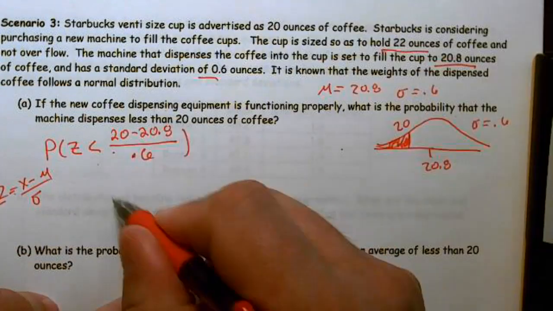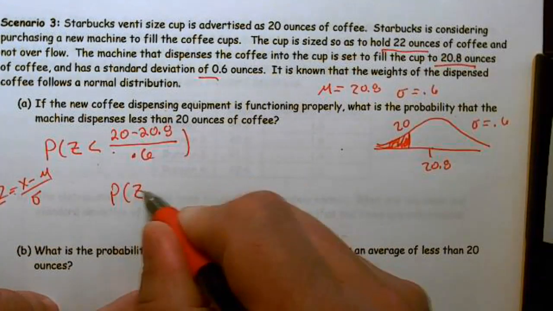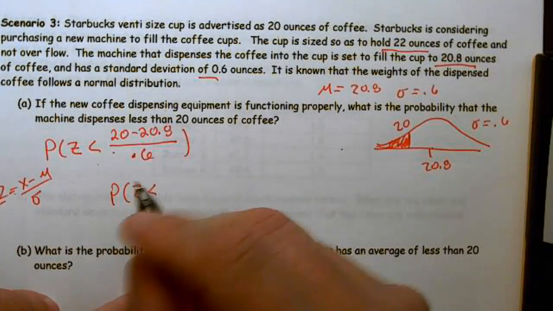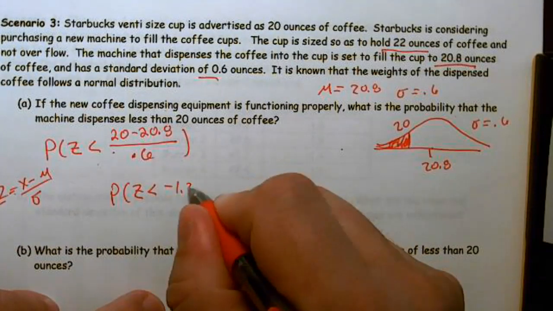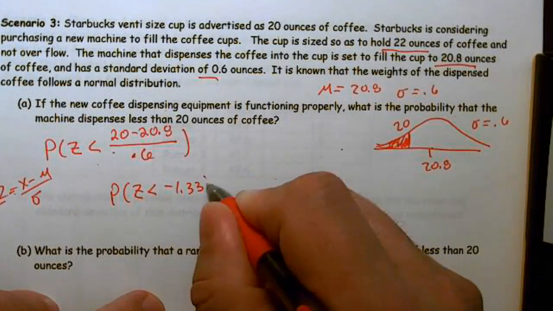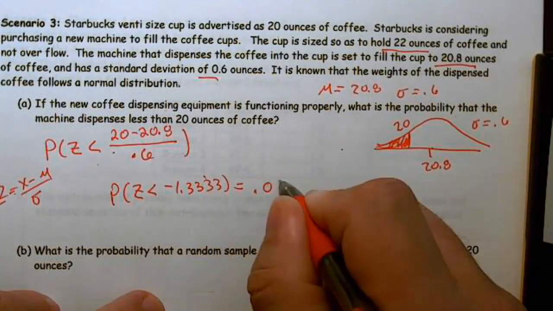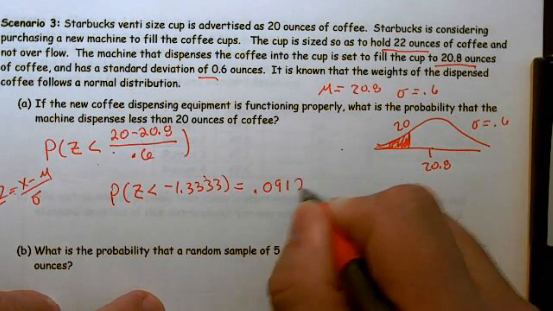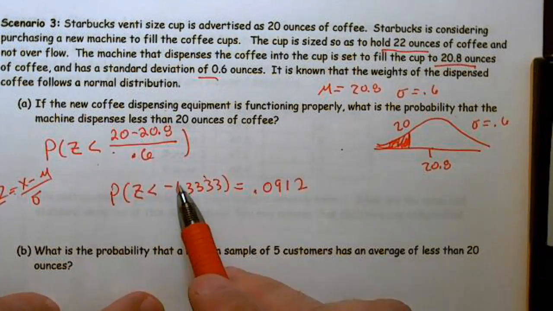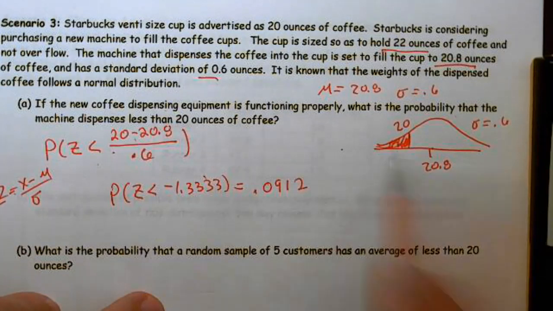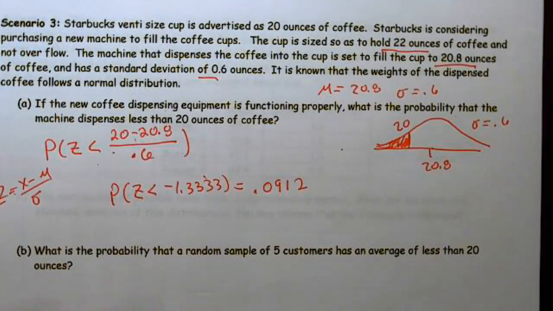So we have the probability that Z is less than negative 1.3333 equals 0.0912. This is the work I should be seeing, and I really should see the picture as well.